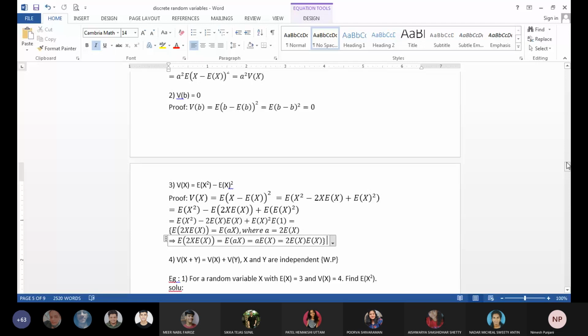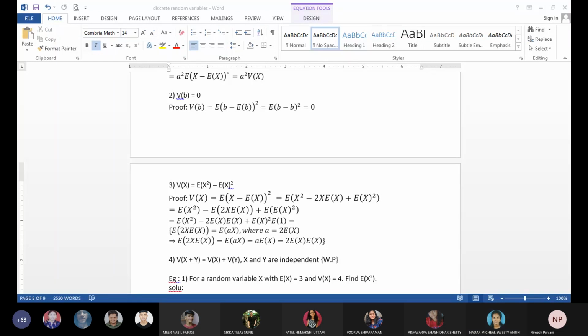And tell me what about the last term? The last term is fine. Similarly, E of X the whole square is a constant, so it comes out of the expected value, and inside it remains 1. Understood? Still anyone has any doubt in this part? No, sir, no doubt.